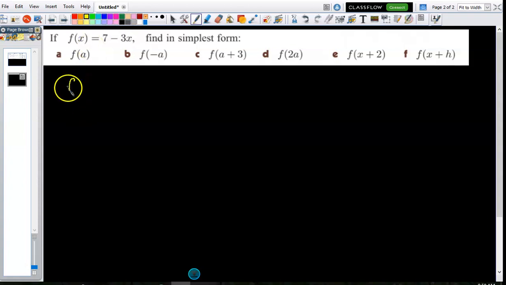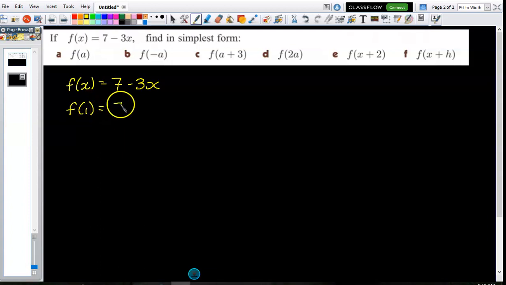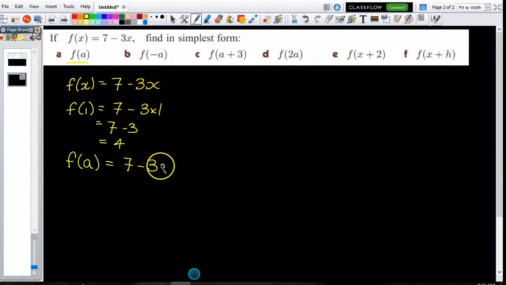So, we've got f of x equals 7 take 3x. If I said to you, find f of 1, what would you do? 7 minus 3 times 1, correct? So we get 7 take 3, we get 4. Well, now they're saying, can you do it when you've got f of a? So again, what is that saying? Wherever x is, just replace it with a. So it becomes 7 minus 3 times a, which is 3a.